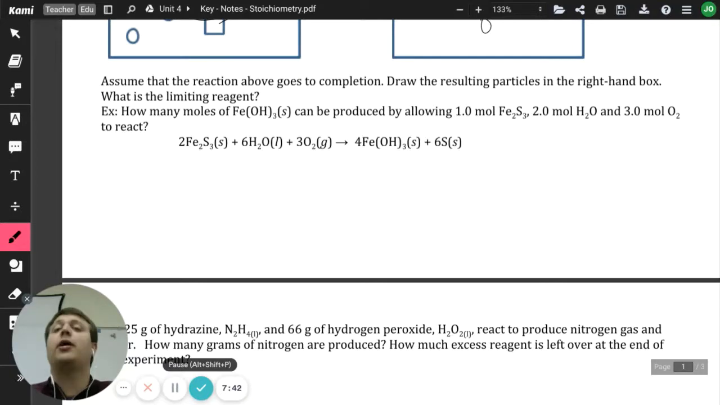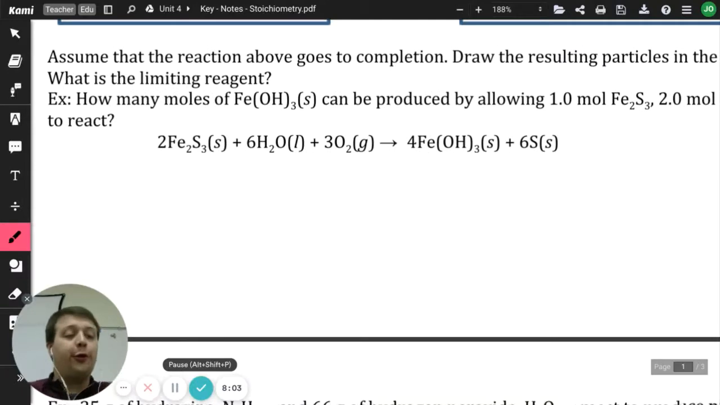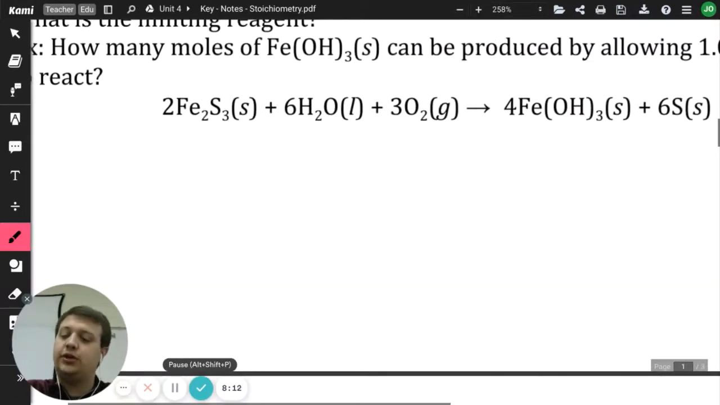Okay, now that would be conceptually how we can recognize what a limiting reactant is. But let's actually solve some problems and see how to find our limiting reactants in a given formula. So it says, how many moles of Fe(OH)3 can be produced by allowing 1 mole of Fe2S3, 2 moles of H2O, and 3 moles of O2 to react. So we're looking at those three substances and we're trying to figure out how much of that Fe(OH)3 can be produced. So I'm going to zoom in a little bit here. The very first thing that you should do is make sure your equation is balanced, make sure it's written out.